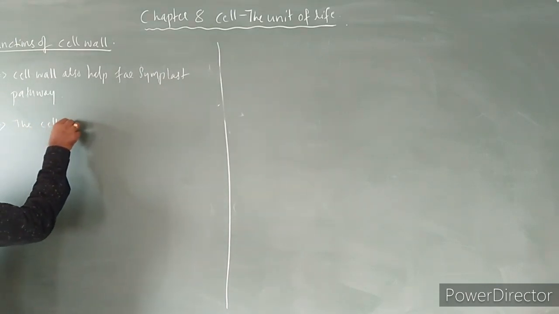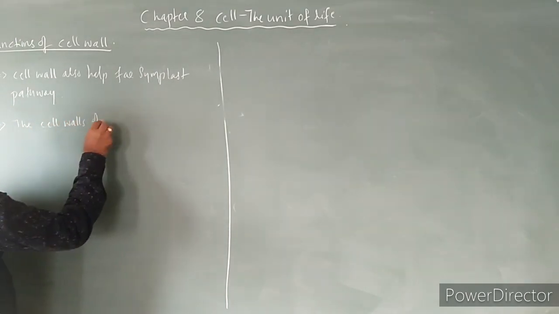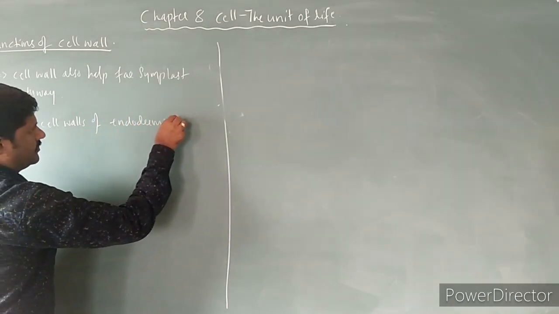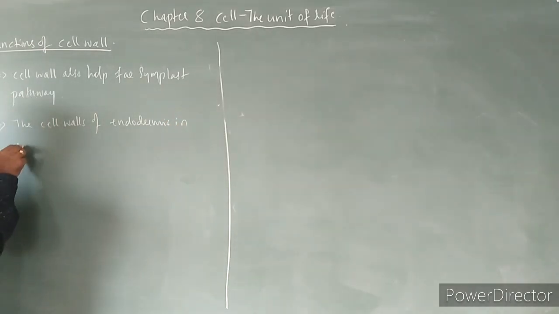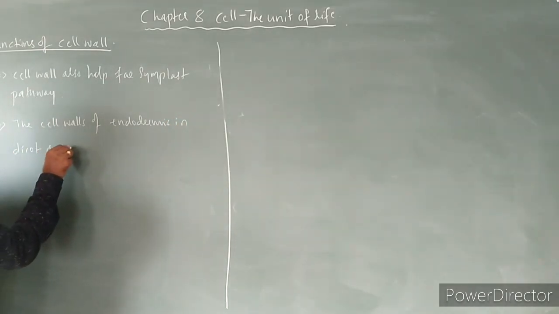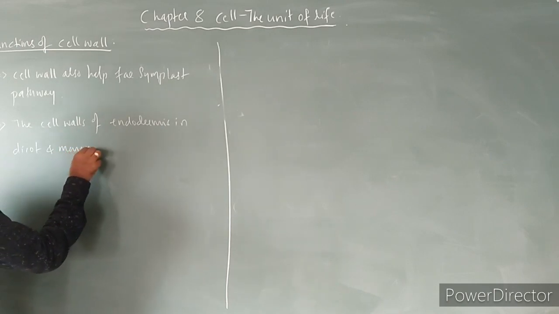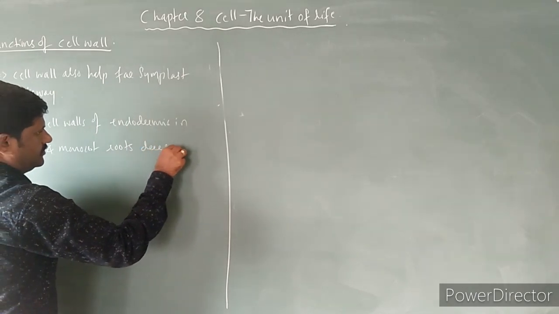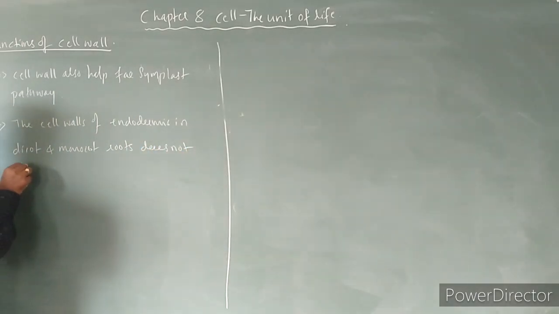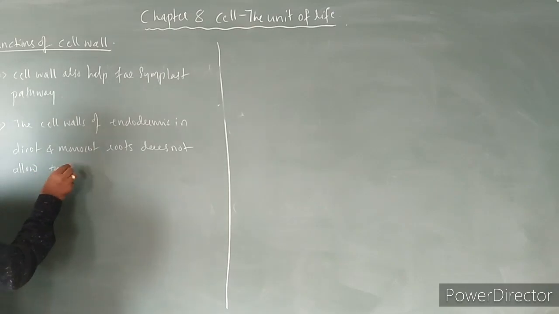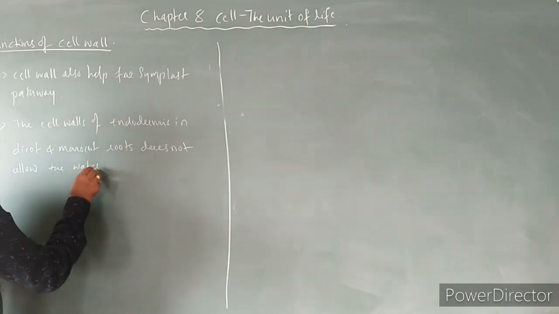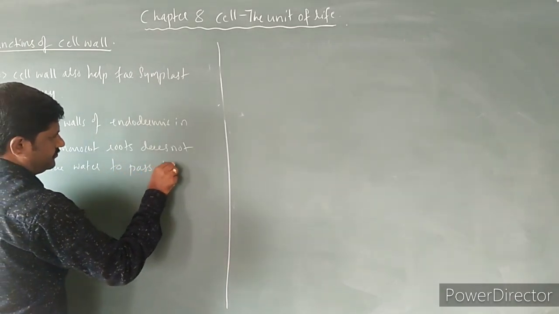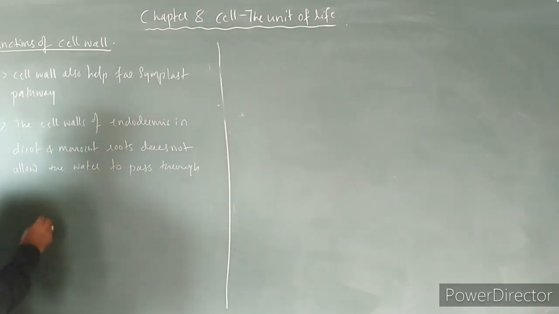The cell walls of endodermis in dicot and monocot roots do not allow the water to pass through, right? Pass through.